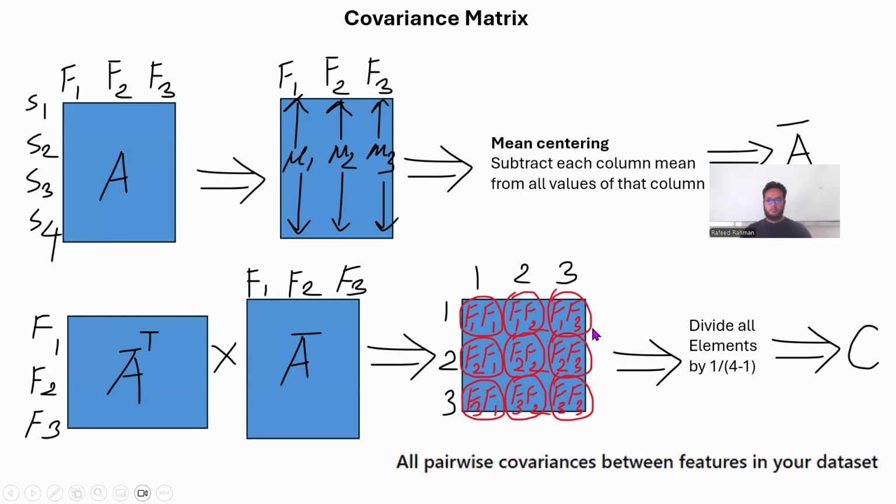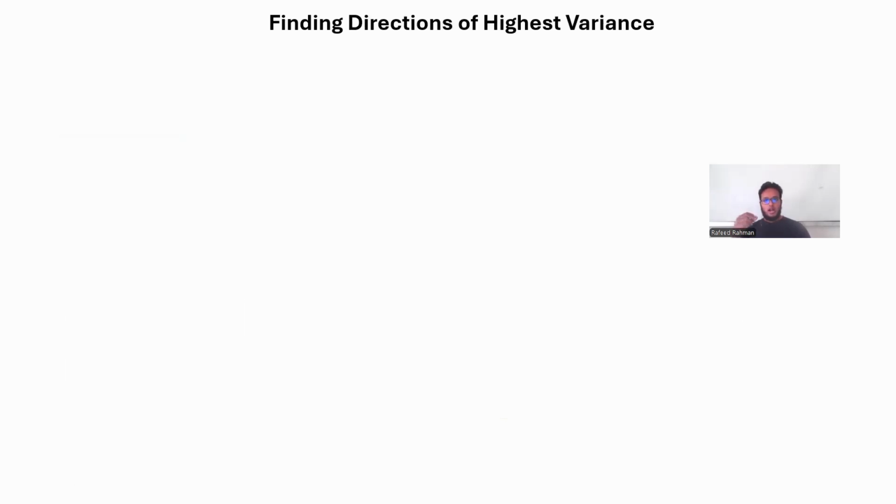So what does the covariance matrix represent? It represents all pairwise covariances between features in your dataset. Now, let's talk about how to find directions of highest variance. This is basically what we wanted to do so far. We have a dataset, we have all the points from our dataset, and we want to look at the directions with high variances, right? So this is, I think, very clear.